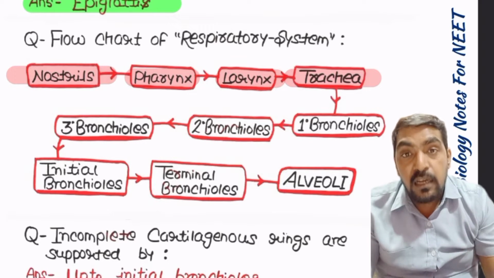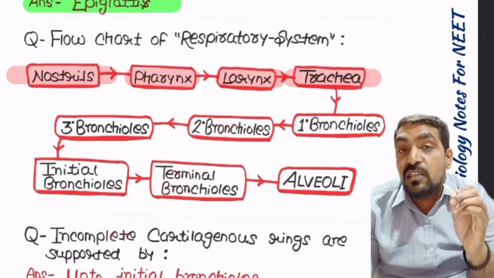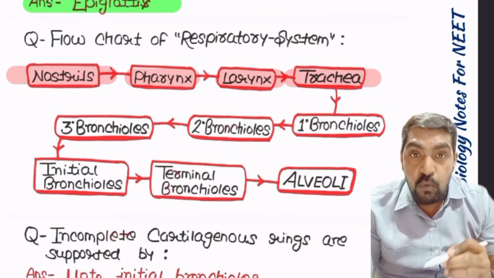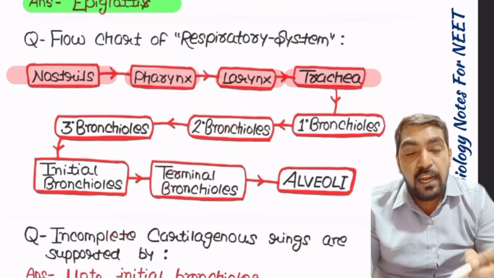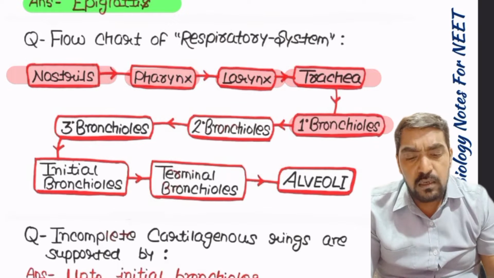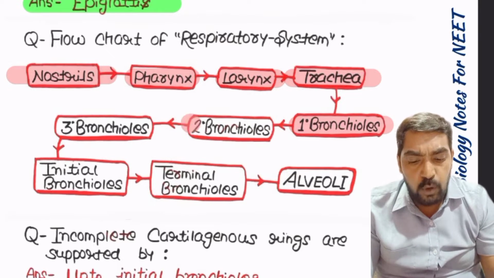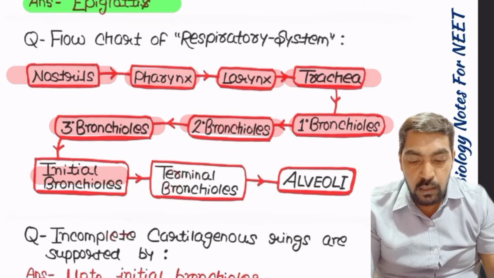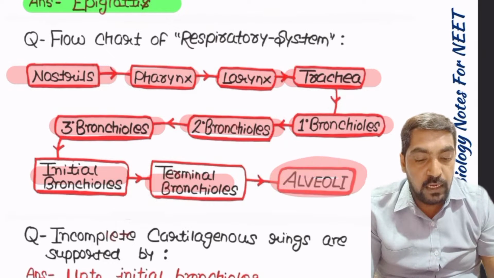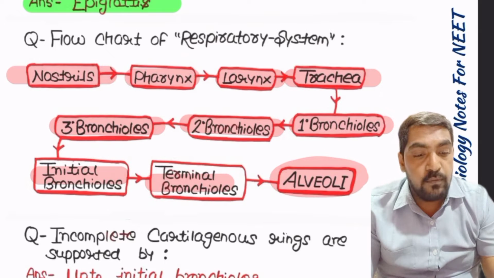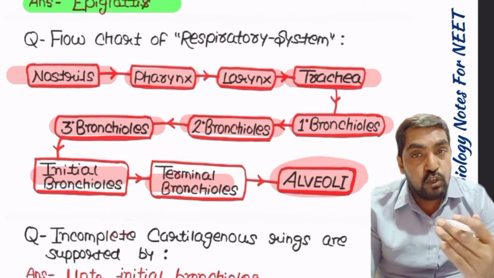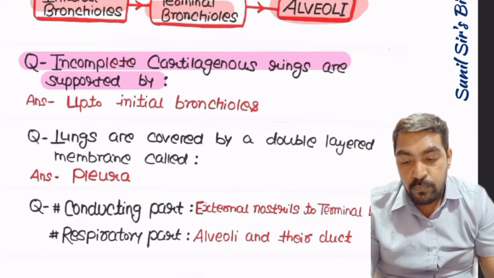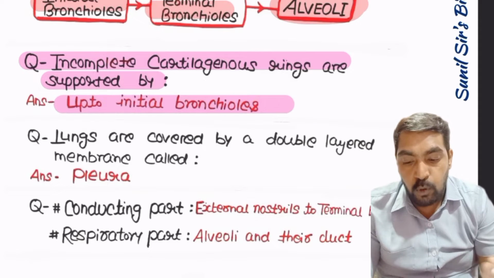Then it goes into the trachea. The trachea is made up of C-shaped cartilaginous rings, 16 to 20 rings present, which is lined by ciliated pseudostratified columnar epithelium, and it has mucus glands also. Then the trachea divides into bronchi. So we have primary bronchus, secondary bronchus, tertiary bronchus. The tertiary bronchi open into initial bronchioles, then terminal bronchioles, and finally the air goes into the alveoli. And in the alveoli there are blood capillaries which help in exchange of gases. Incomplete cartilaginous rings are supported by initial bronchioles.